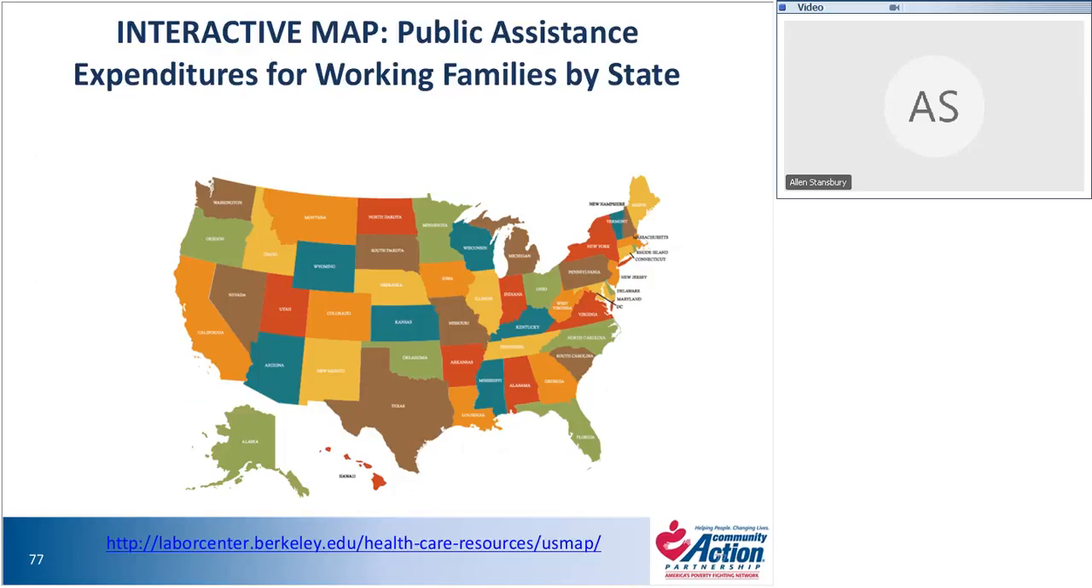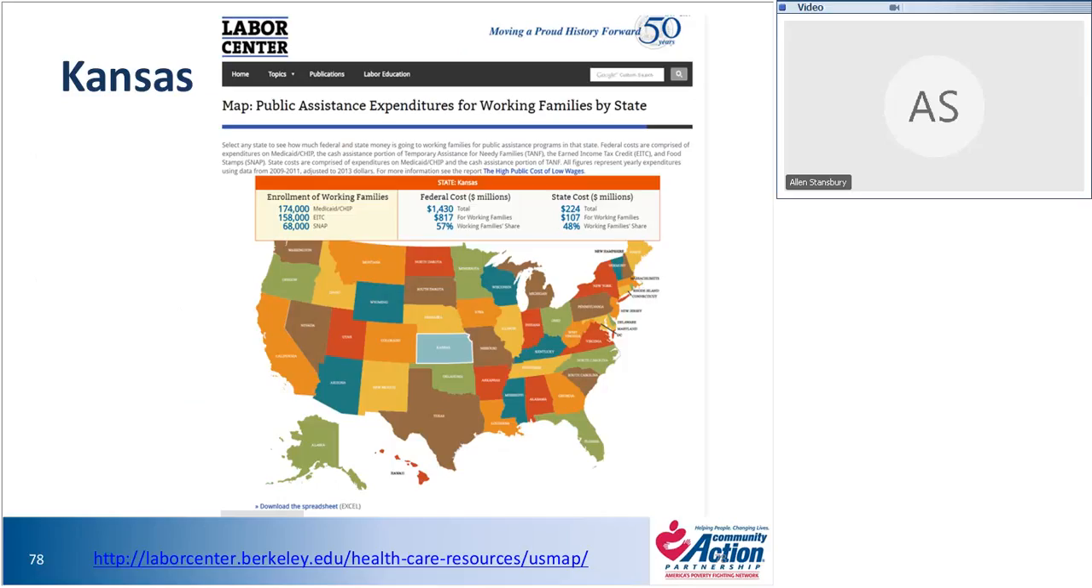Here's expenditures, public assistance for working families. Here we have where we are with Kansas over here. I'm not sure exactly what these mean. I don't have the code here for each of the colors. Oh, here, that was an interactive map. So when we link on Kansas as a state, here we get the different information with Medi-Cal, Earned Income Tax Credit, and SNAP. This is what they came up with in the research that Berkeley had done. And here's what the federal cost is, and here's what it's costing for the state.